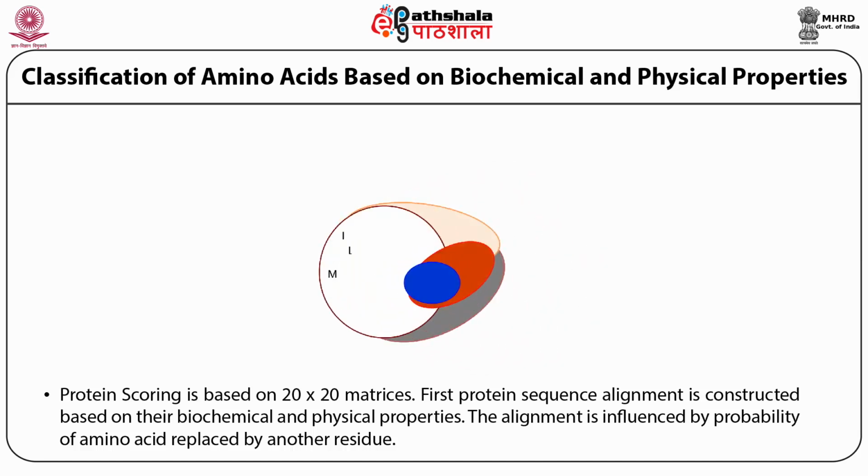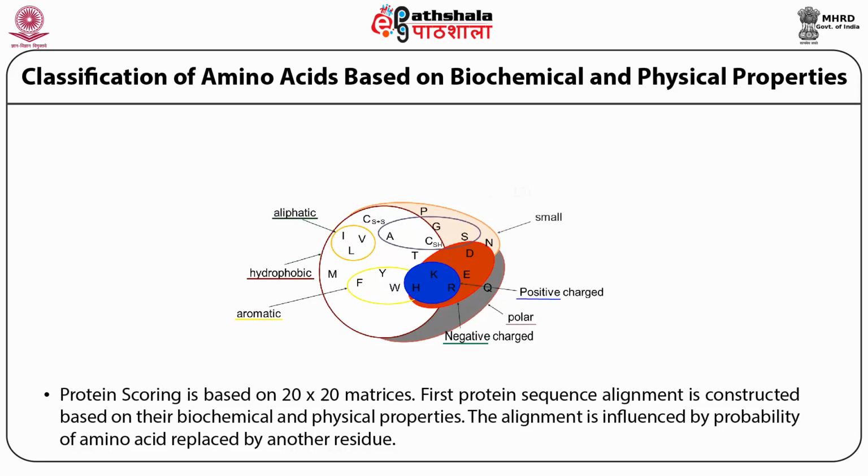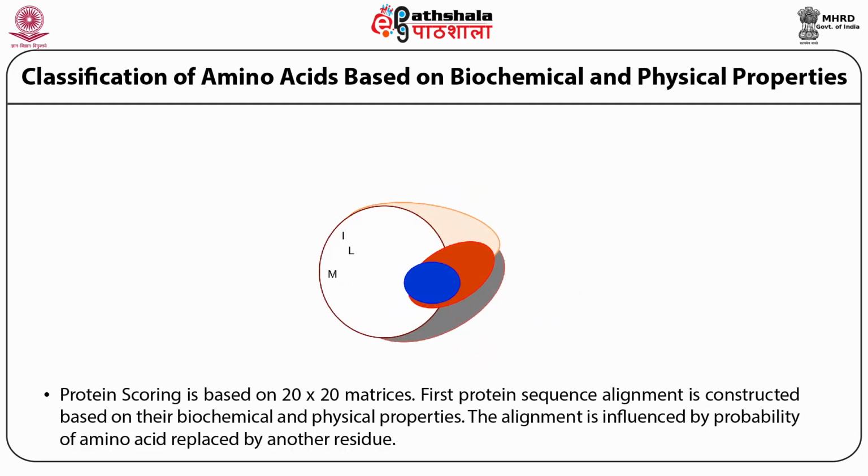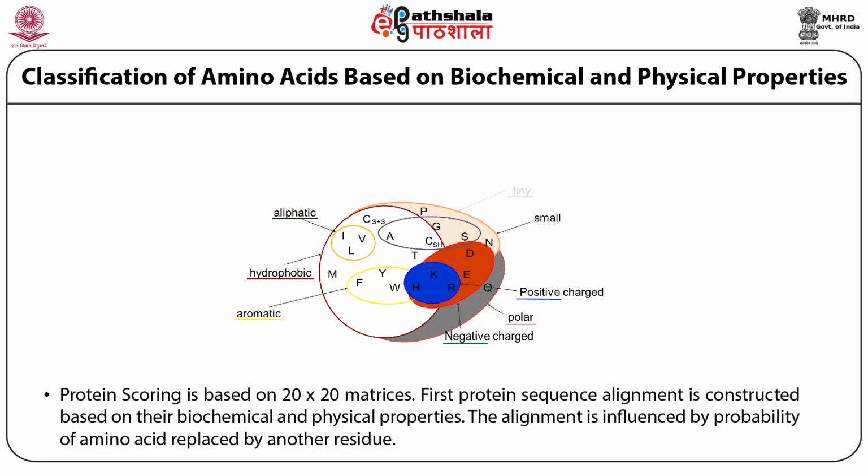In this slide, you are seeing the different classification of protein amino acids. For protein scoring, you need to have 20 by 20 matrices. Here you see that the amino acids have been classified into different groups like aliphatic, hydrophobic, aromatic, negatively charged amino acids, positively charged amino acids, polar charged amino acids, and very small, tiny amino acids.